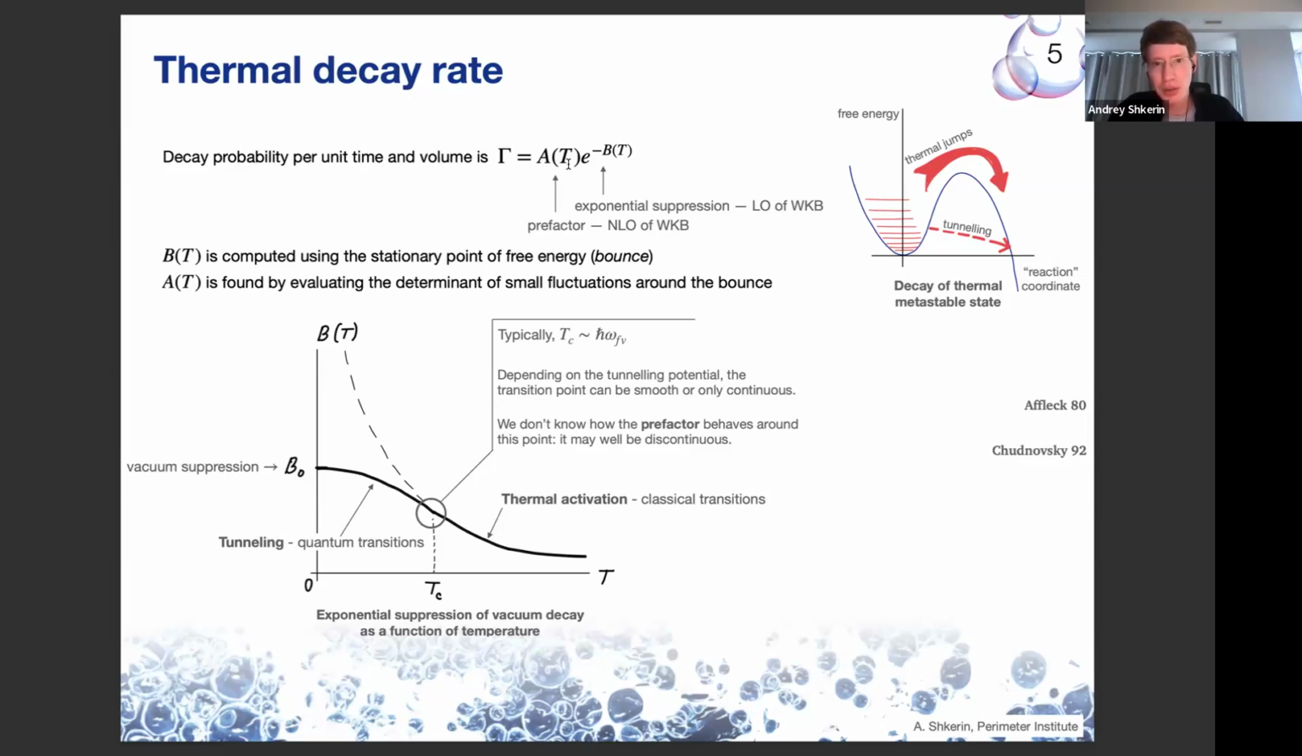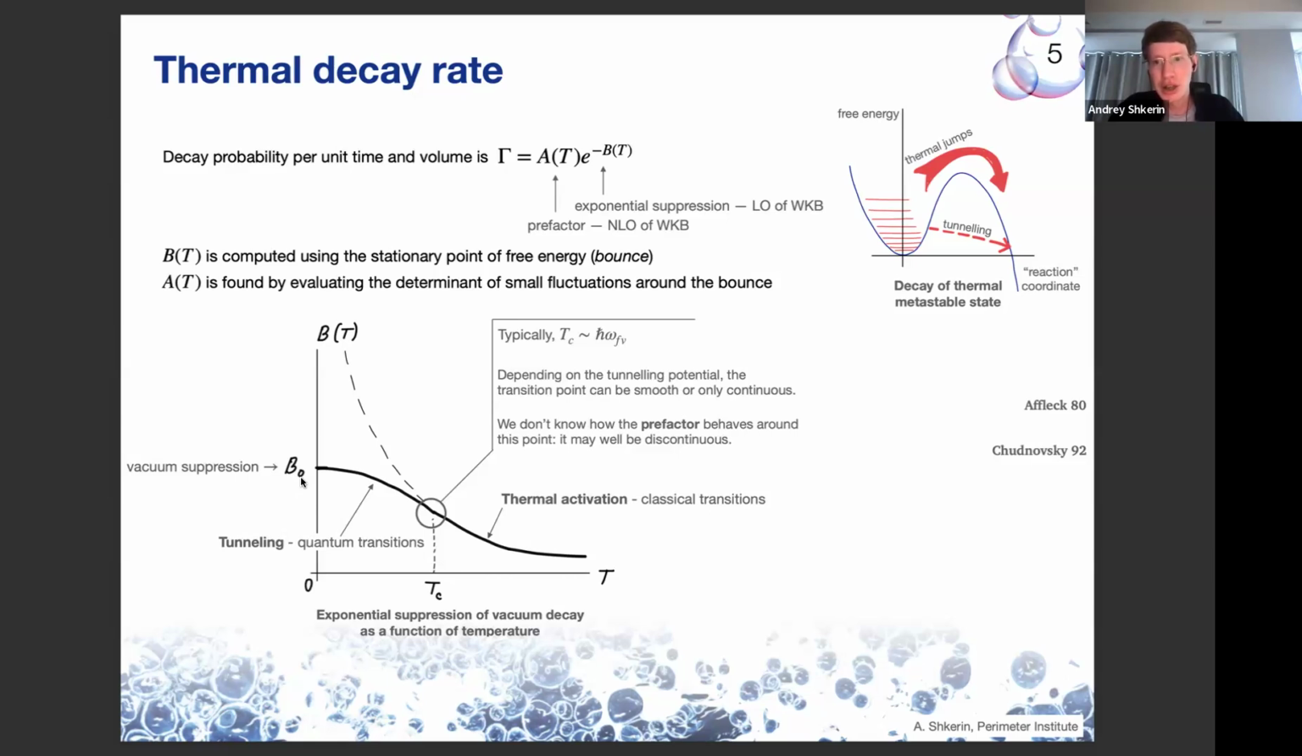And in principle, both the exponential suppression and the prefactor are calculable in the given framework, for example, in the framework of thermal field theory, although it is very challenging to do in practice. So the typical picture of how the exponential suppression behaves as a function of temperature looks like that. At zero temperature, we have some vacuum suppression.